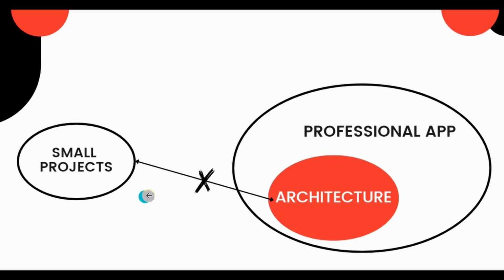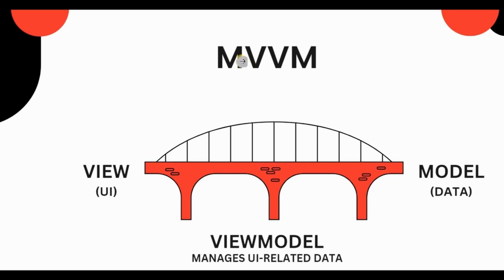All the small projects might not necessarily require MVVM, but it is highly recommended to use MVVM or any other type of architecture when you create a professional app. Okay? Till now, you are aware what is MVVM and why is it required. So now, let's quickly understand its three components as well. That is, model, view and view model.